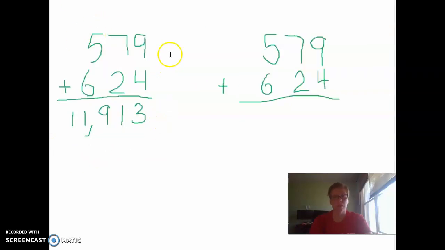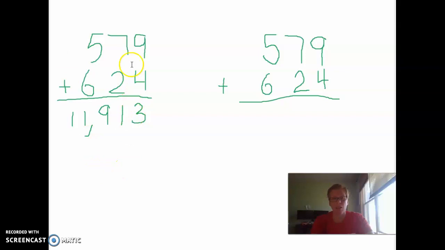All right, in front of us on the left side, I've got 579 plus 624, and my answer is a whopping 11,913. What do you think about this answer? I want you to take a look at the problem on the left, and I want you to try to figure out what I did wrong. Okay, pause the video and look at it and ask yourself, what did Mrs. Stalkup do wrong here? It might take you a moment.